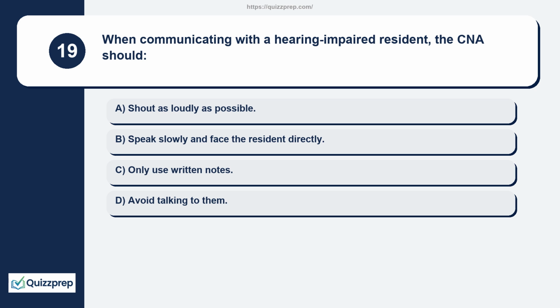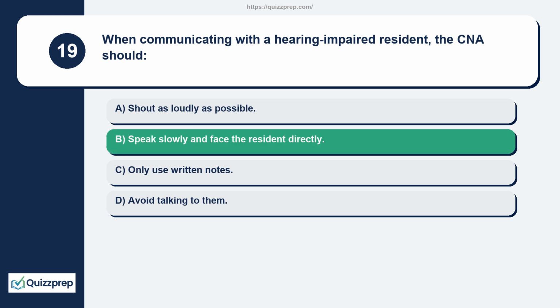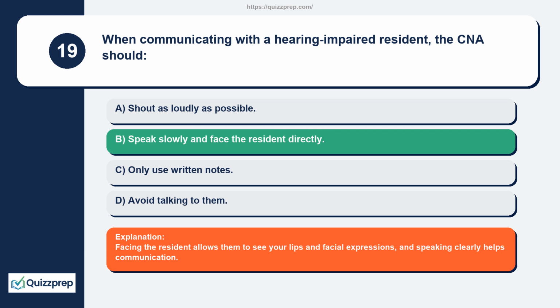Question 19. When communicating with a hearing-impaired resident, the CNA should shout as loudly as possible, speak slowly and face the resident directly. Only use written notes. Avoid talking to them. Facing the resident allows them to see your lips and facial expressions, and speaking clearly helps communication.